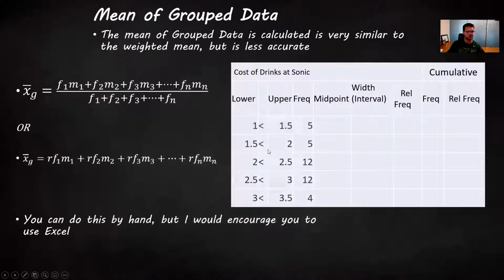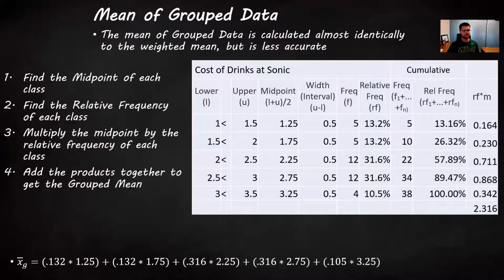And so I am going to show you right here, once again, you could do it like this, where you've got in a formula 0.132 multiplied by 1.25. And then same thing, 0.132 multiplied by 1.75, 0.316 multiplied by 2.25 plus 0.316 multiplied by 2.75, then plus 0.105 multiplied by 3.25, and you add all those together and it'll give you the exact same answer. Okay. So that is how you do the mean of grouped data.